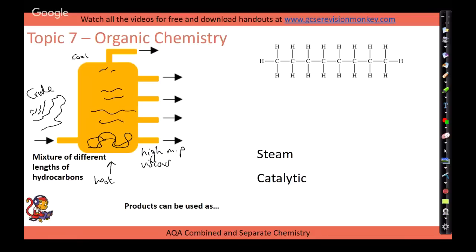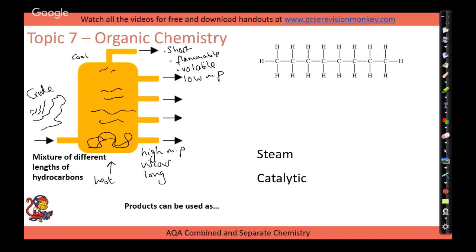So here we have our shortest molecules. I'll put here that these are long. These are the most useful fuels. They are flammable, which means they can get alight easily. They are volatile, which means they turn into a gas easily, and they have a low melting point.